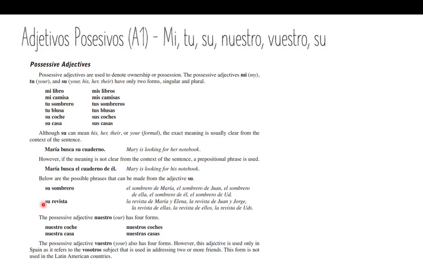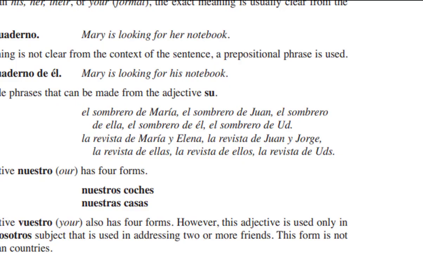So here, su sombrero, su revista, you can say, it can be el sombrero de María, el sombrero de Juan, el sombrero de ella, el sombrero de él, el sombrero de usted. And en la revista dice la revista de María Elena, la revista de Juan, la revista de ellas, la revista de ellos, la revista de ustedes.